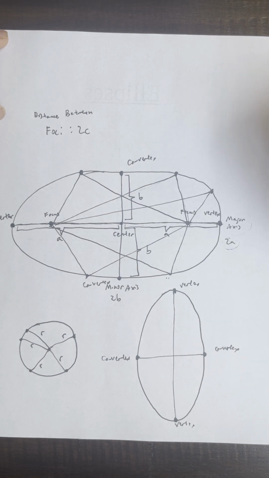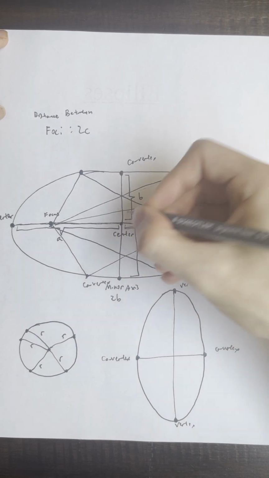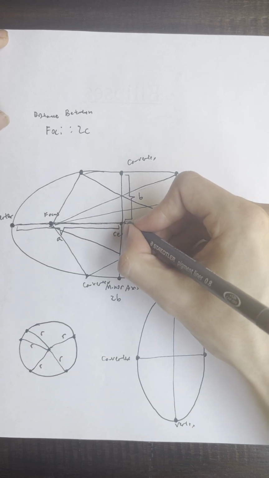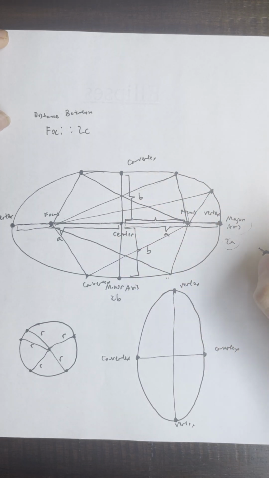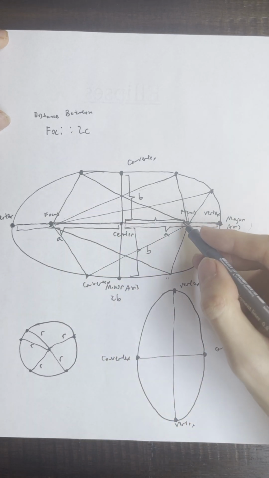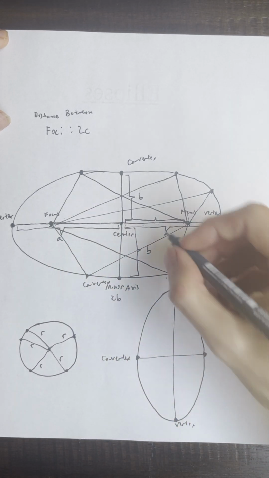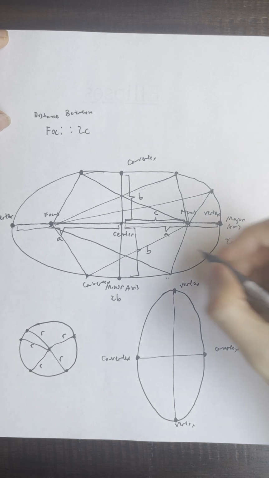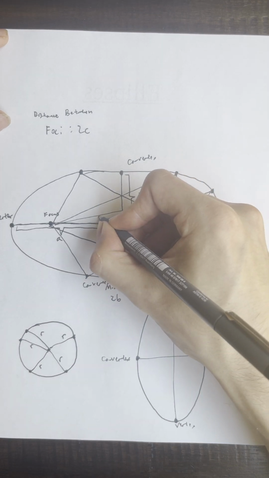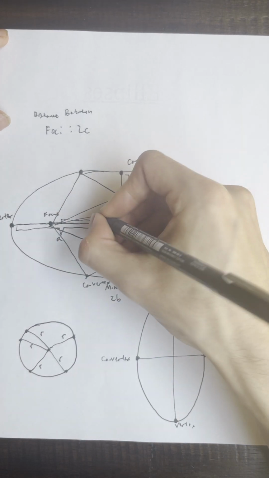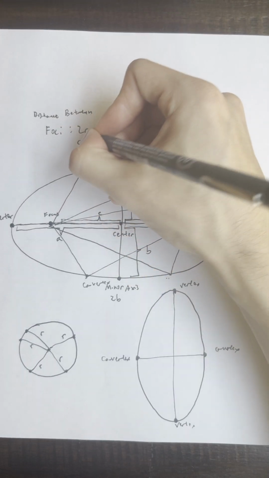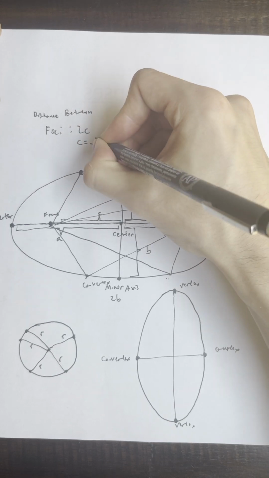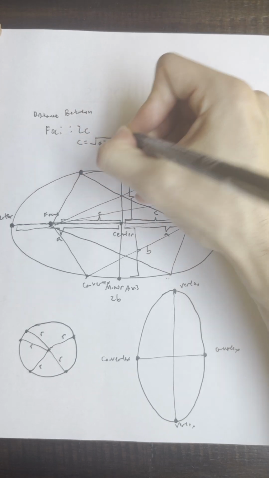Okay. So basically, to go from the center to a focus, how many c is that going to be? So this whole thing is 2c. That means I need to take half of it. So it's going to be just 1c. And this is also c. Okay. And to get c with an ellipse, the formula is c equals the square root of a squared minus b squared.